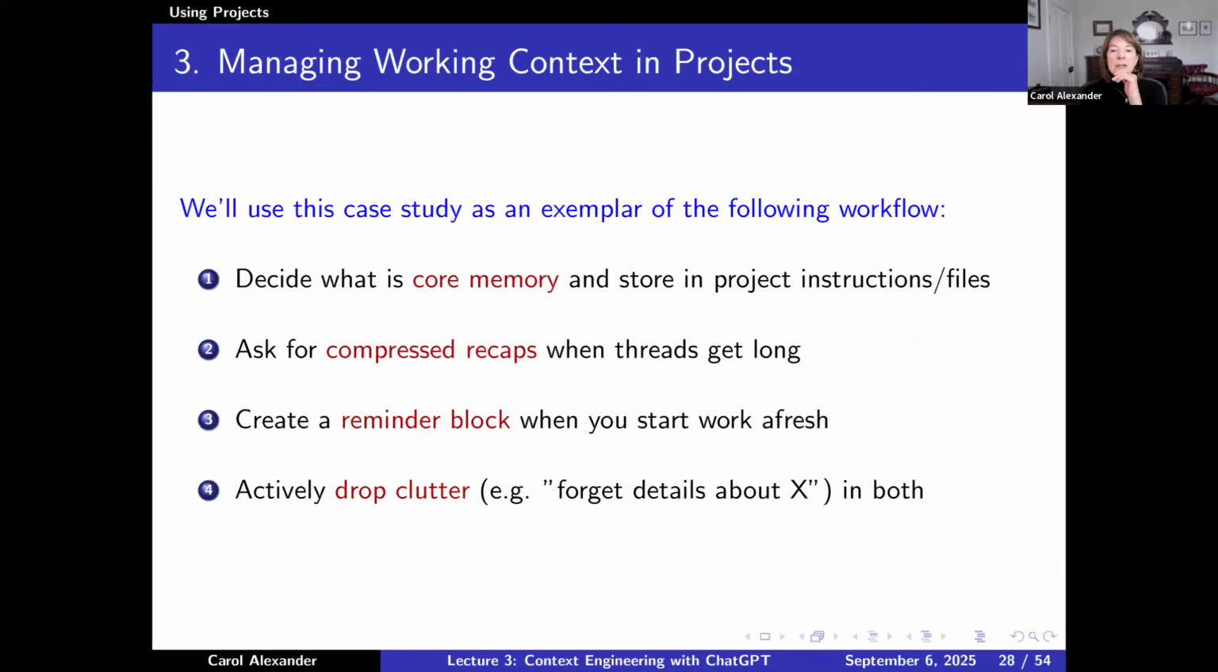Yeah. So there's another case study, and it's to explain the following workflow. You have to decide what is core memory, store that in project instructions and files. You need to ask for compressed recaps when threads get very long. Remember, otherwise the context window, important early stuff gets dropped. When you start work fresh, create a reminder block and actively drop the clutter you don't want. Forget details about gardening or something like that if you don't want it to come into the context of the current conversation, the continued conversation.